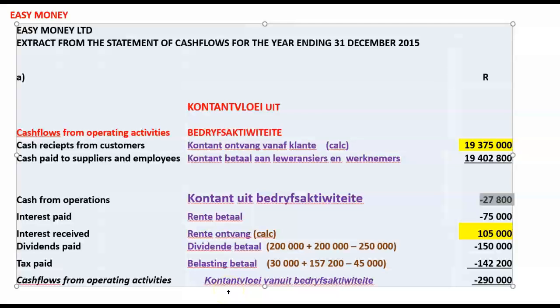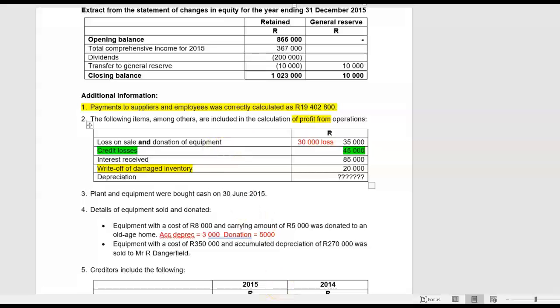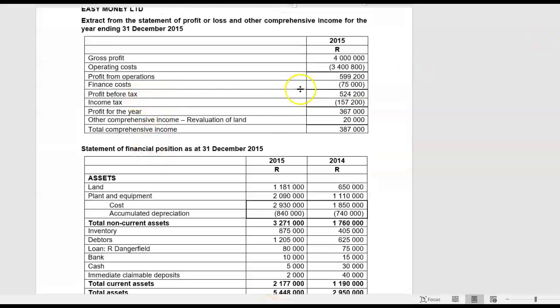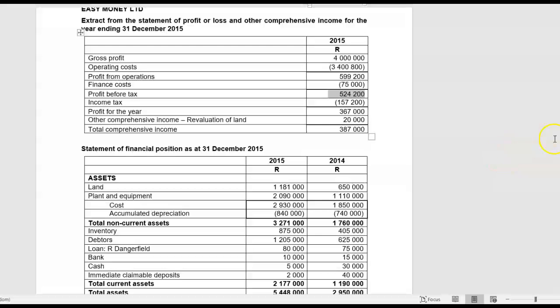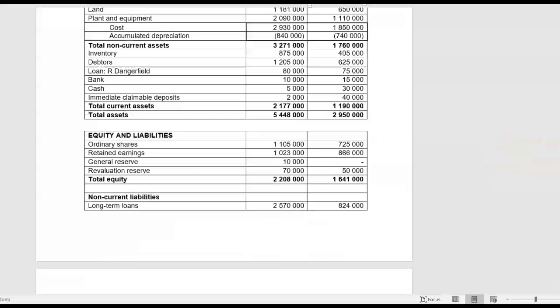Now they require from us the reconciliation note. So let's do the reconciliation note. And where does the reconciliation note start? With profit before tax. So profit before tax, 524,200. We have to adjust it, number one, for non-cash flow items.